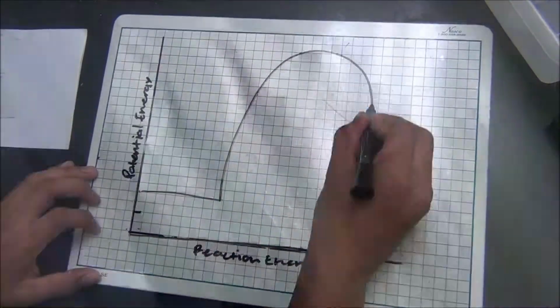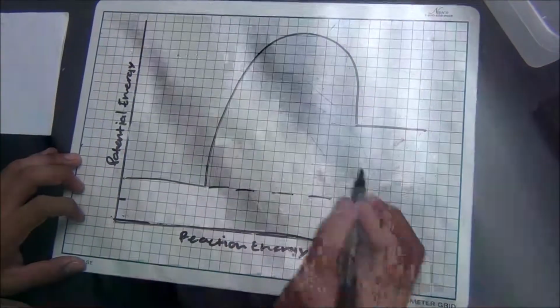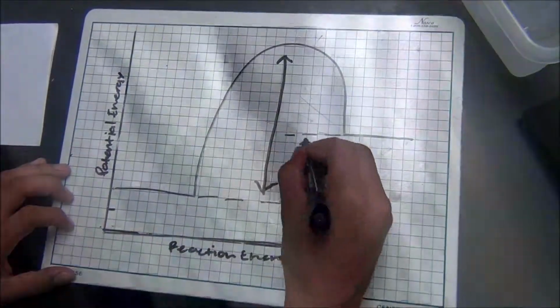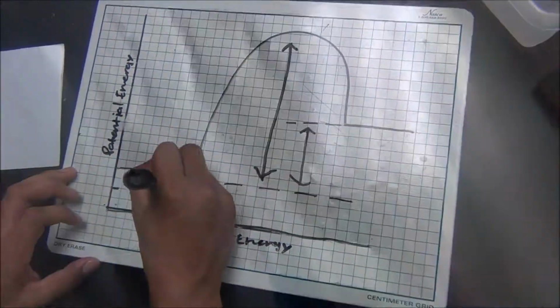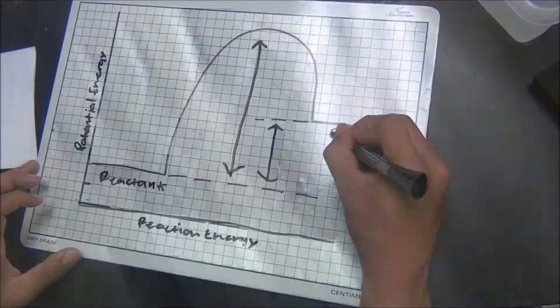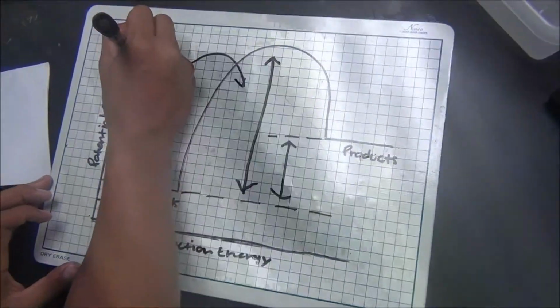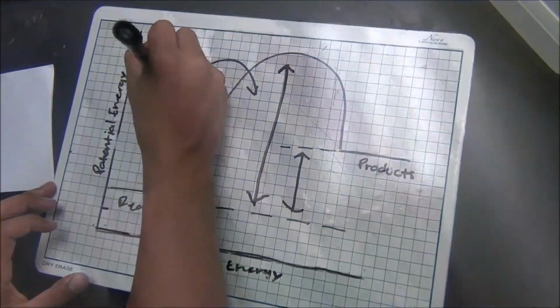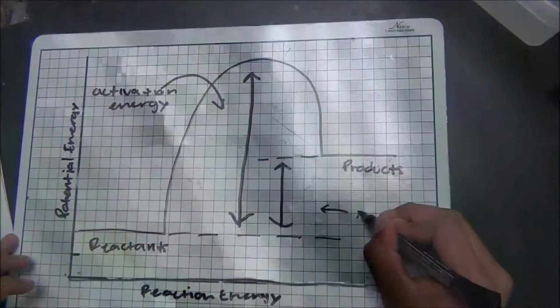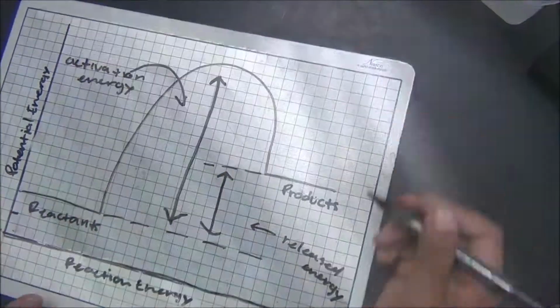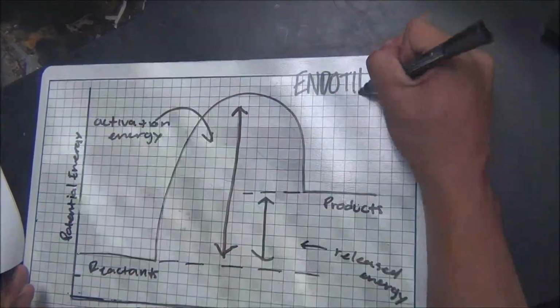An endothermic reaction is a reaction that absorbs energy from its surroundings in the form of heat. As you can see, on the left we have the reactants, and on the right we have the products. From the reactants all the way to the peak is the activation energy. And from the reactants to the products, energy is absorbed since it's endothermic.